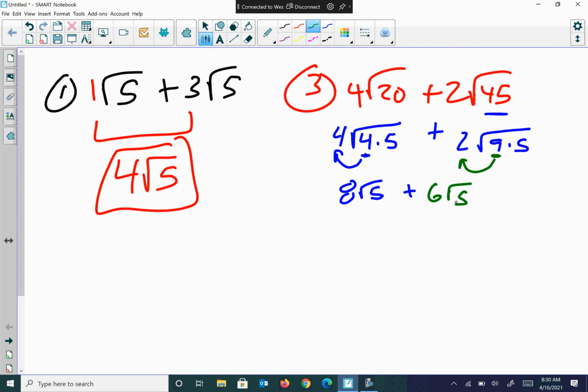So now, friends, are these like terms? I realize they're different colors, but are they like terms? The root 5s are the same. I can go ahead and add. So 8 added to 6 is 14. The root 5 comes along for the ride. Again, we do not improve the radical at all.